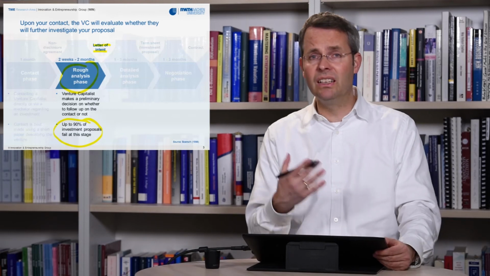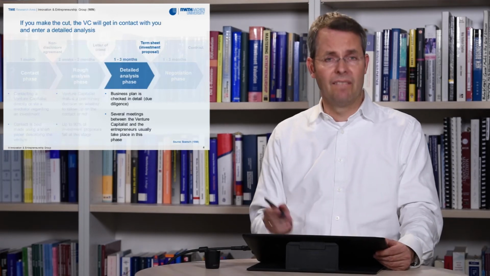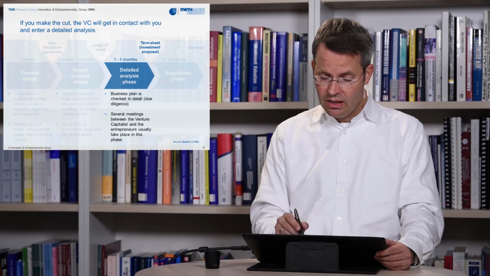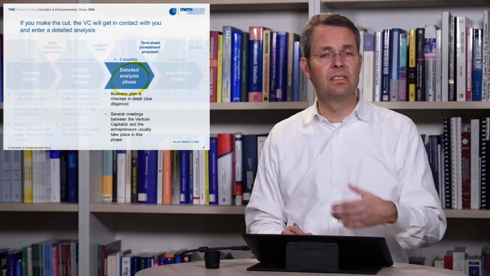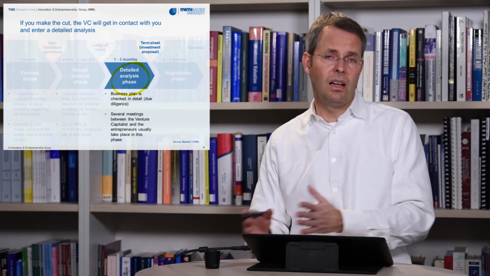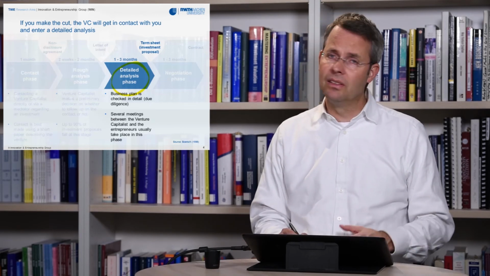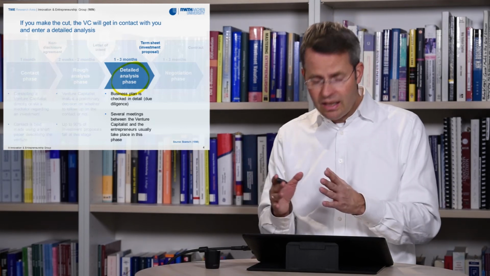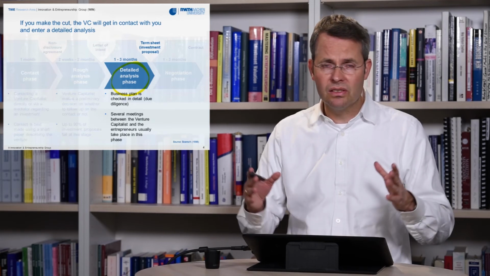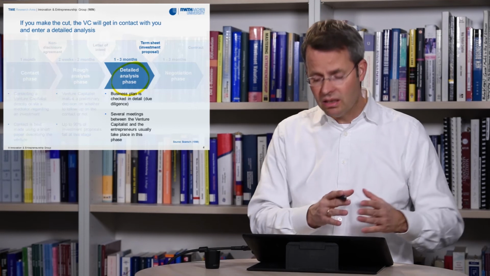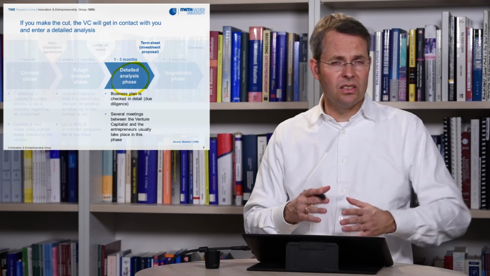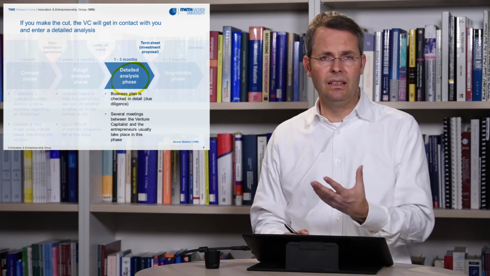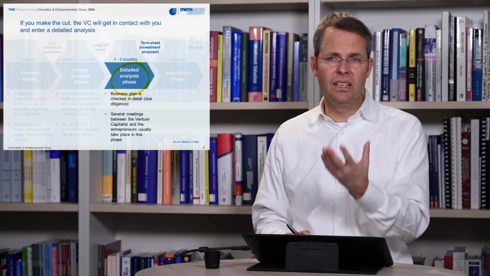And then the process is really getting serious, because the VC now invests some money into looking at your company in the detailed analysis phase, which is the third stage towards getting VC money. He meets you several times, looks at your business plan in great detail, and does a due diligence of everything there. If you have a patent, he does a patent due diligence, a legal due diligence and a business due diligence.